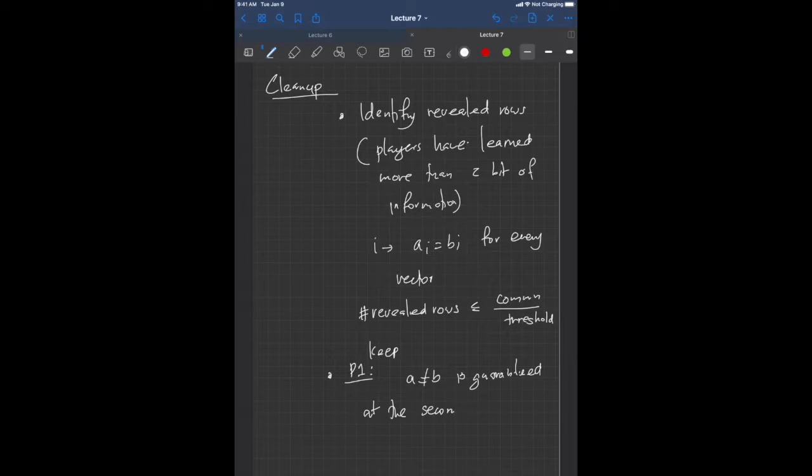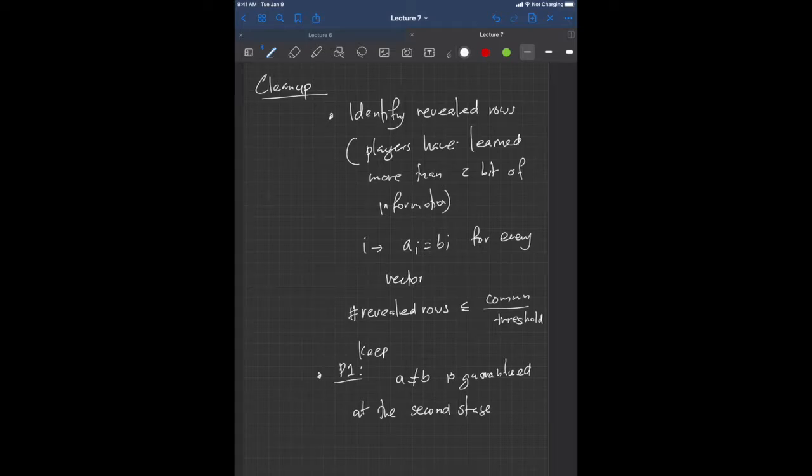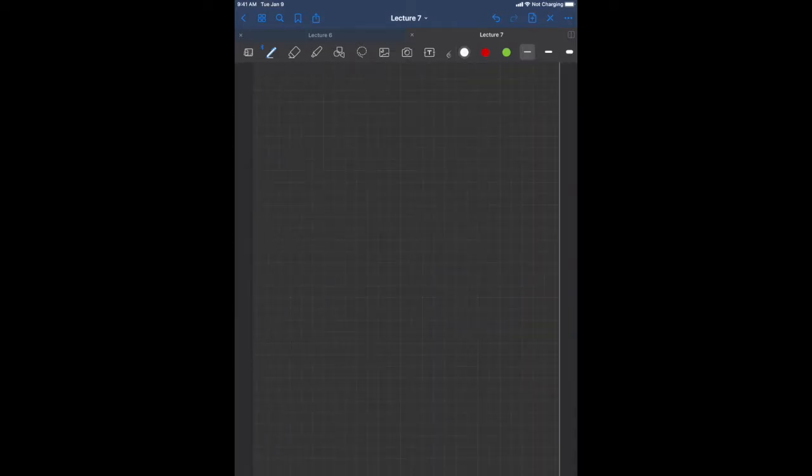Second stage. Okay. So to identify revealed rows, we needed some kind of measure of information, and we came up with this measure, which let me just quickly jog your memory. This was this notion of average degree.